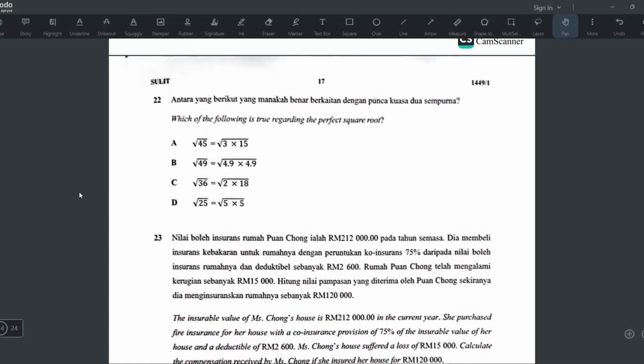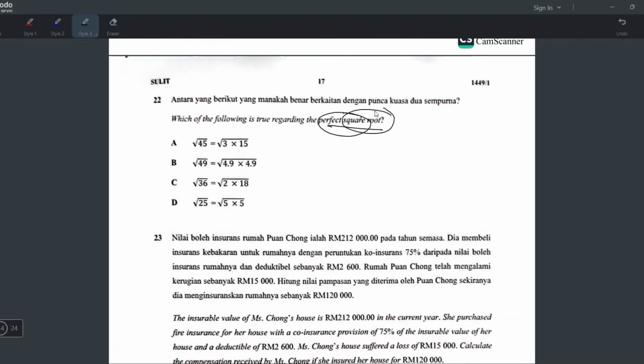Okay, let's do number 22. Which of the following is true regarding the perfect square root? What is perfect square root? Antara yang berikut yang manakah benar berkaitan dengan punca kuasa 2 sempurna? Okay, I know what is perfect square. I know what is square root. But what is perfect square root? Okay, tak apa. Let's see what is right here.